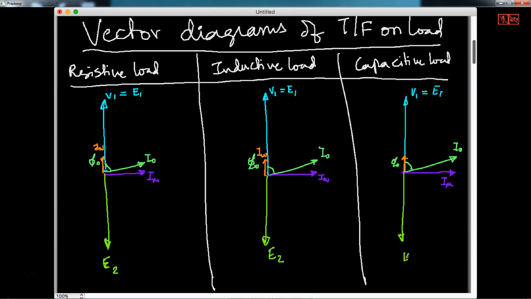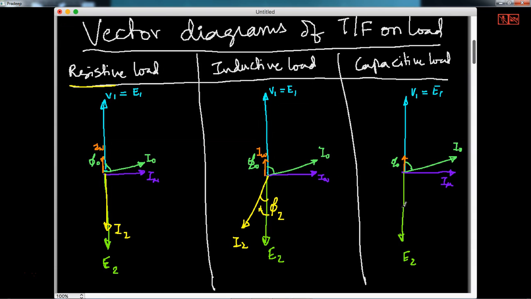Now, depending on the type of load: because the load is resistive here, I2 will be like this, in phase with E2. Because it is an inductive load, I2 will be lagging E2. So this is I2, and this angle is phi 2. Phi 2 is the power factor angle of the secondary. This is the angle here.